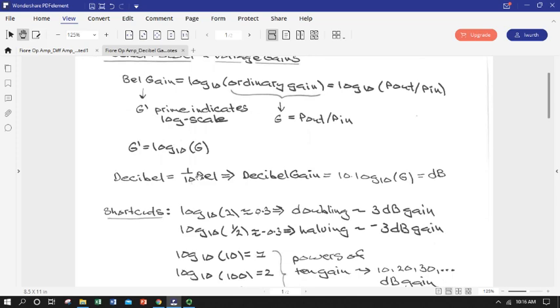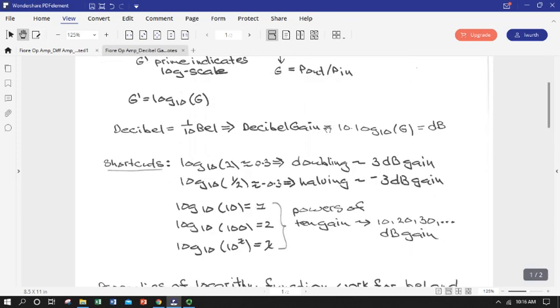So a decibel is 1/10 of a bell, so decibel gain is going to be expressed as 10 times log base 10 of ordinary gain, and we abbreviate that as little d and big B, so that stands for decibel. So that's it basically. Power out over power in, you take the log base 10 of that ratio, multiply by 10, and that's the equivalent decibel gain in power.